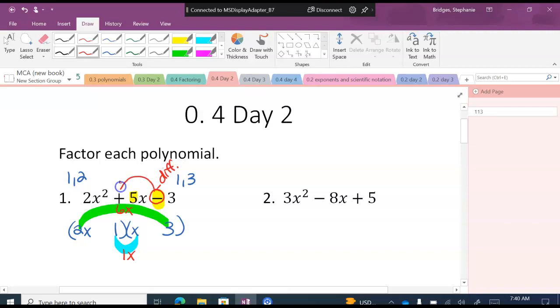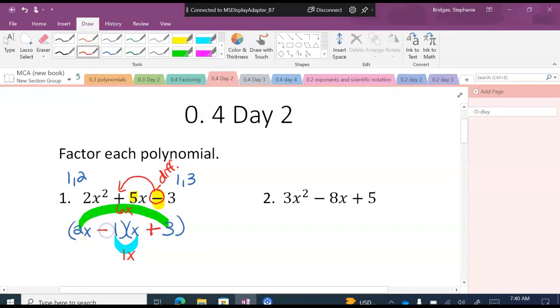And this first sign is going to go in front of the bigger number. But in this case, we have to focus on the bigger product, the 2 that we multiply. 6x and 1x. What's bigger, 6x or 1x? 6x. So I need that 6x to be positive. So therefore, I'm going to put that plus sign in front of the 3 because that's what I multiply with the 2, okay?